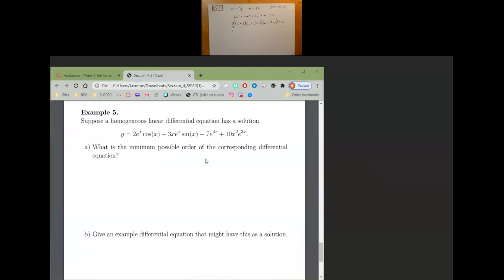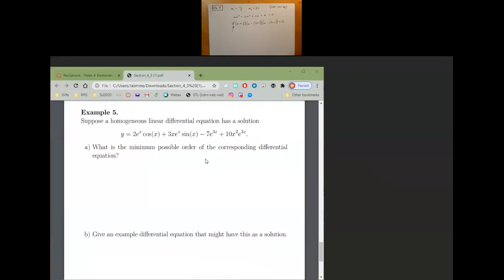This is a little bit more of a discussion example anyway. So suppose a homogeneous linear differential equation has this as one given solution. What is the minimal possible order of the corresponding differential equation? Assuming, of course, that they followed the rules that we were following and didn't just add random x's in for no reason. Technically, a person could do that, but that would be ridiculous.